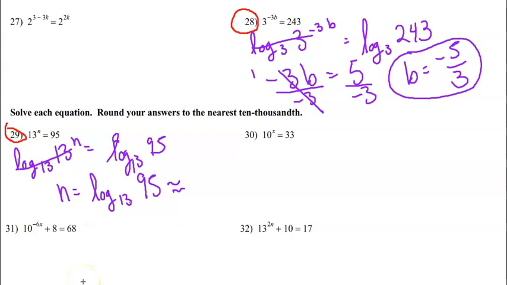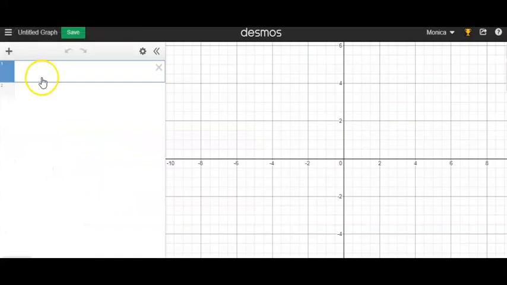We can also do these on Desmos. Let's do this example on there. So we'll go to desmos.com/calculator, and then we'll type it in. Log, subscript 13. Press the right arrow key, and then parentheses 95. And then here's your approximate answer. 1.775.